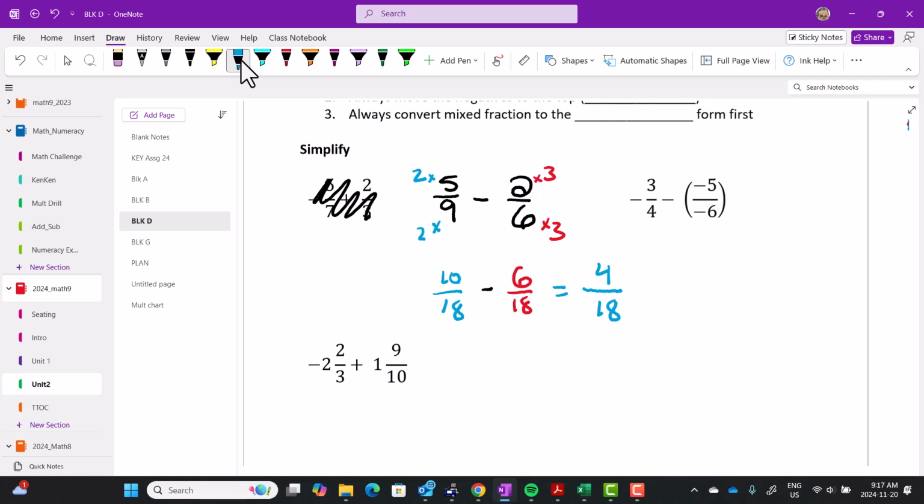2. They're both even numbers. So we divide by 2. Divide by 2. Divide by 2. The answer is 2 over 9. And that would give you most of the marks. Okay? That would give you all the marks, right?